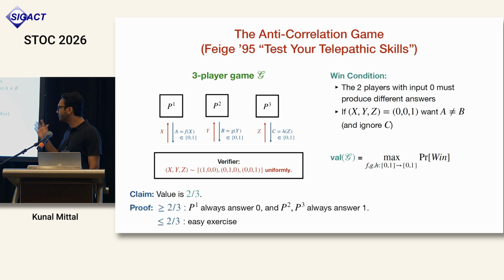I'll just say something very simple. It's very simple to prove that the value of this game is exactly 2/3. How do we prove that the value is at least 2/3? Suppose the first player always answers 0, and the second and third players always answer 1. Consider, for example, the input 0, 0, 1. In this case, A not equal to B is satisfied, so they win. Similarly, they'll win on all of the 3 inputs except one. For example, they'll lose on 1, 0, 0, because the answers of the second and third players are being compared. It's a very simple exercise that they cannot do better than 2/3 in this case.